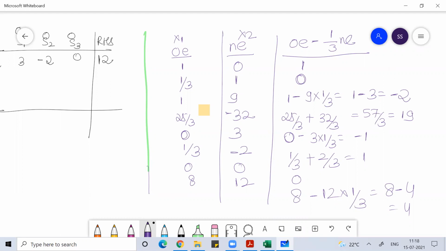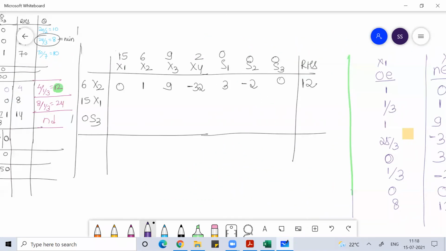Okay, so that value you can write it here: 1, 0, minus 2, 19, minus 1, 1, 0, and then 4. Clear everyone? So these are your CI values.